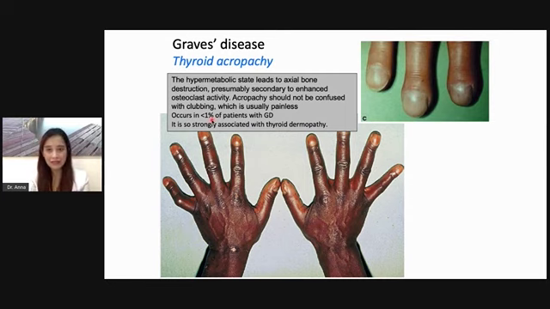I have not seen this in my patients, only dermopathy, because it only occurs in less than 1% of patients with Graves', and it is also strongly associated with thyroid dermopathy. And usually, patients with thyroid dermopathy and thyroid acropathy will also have Graves' ophthalmopathy. But again, not all patients with Graves' will have ophthalmopathy.